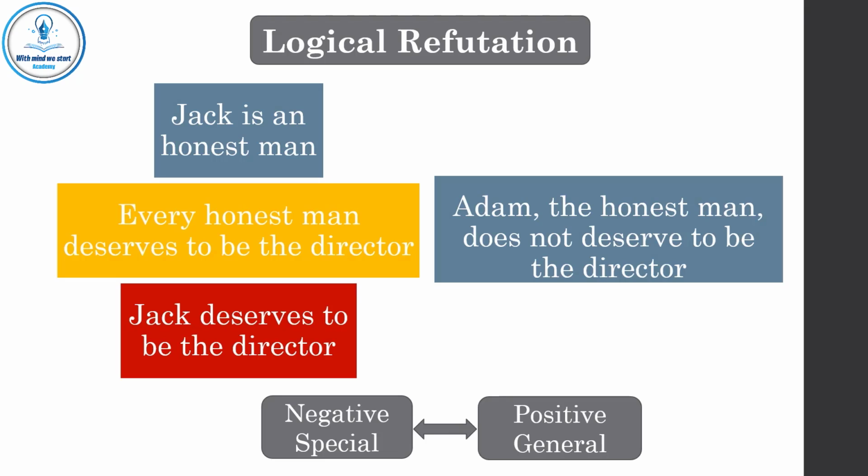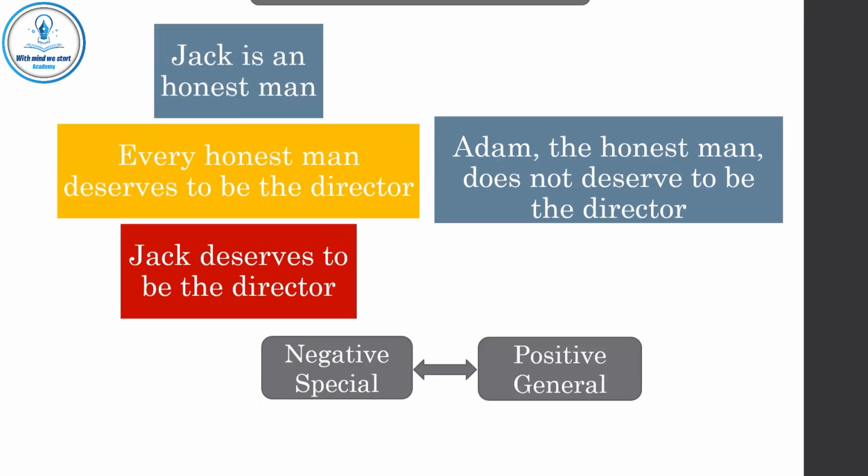So, a positive general proposition can be contradicted by a negative special one. And the opposite is also true. If someone is arguing that Adam, the honest man, doesn't deserve to be the director, and you can prove that every honest man deserves to be the director, you are proving that he is wrong. So, a negative special proposition is contradicted by a positive general one, and vice versa.